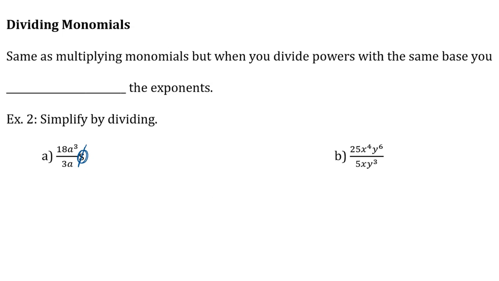Okay, so dividing monomials. Notice that in A and B, I have a monomial on top and a monomial on bottom. If we're multiplying the monomials and we're multiplying powers with the same base variables, we add the exponents. What do you think you do when you divide powers of the same base? Very good. Subtract. Multiplying and dividing are opposite operations. Adding and subtracting are opposite operations, right?